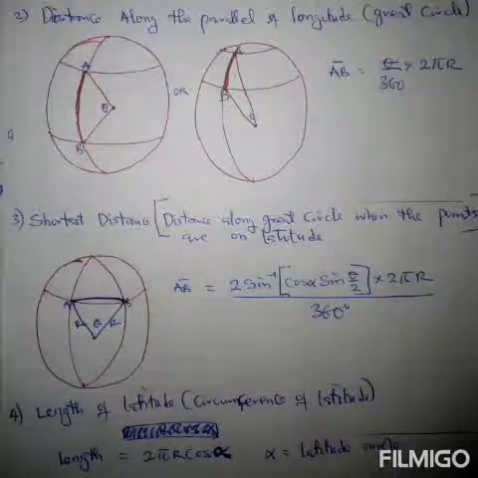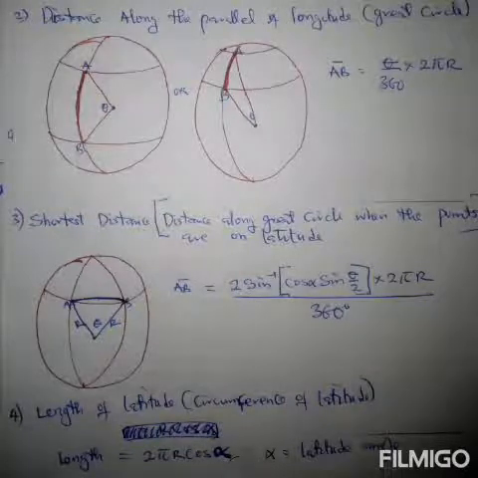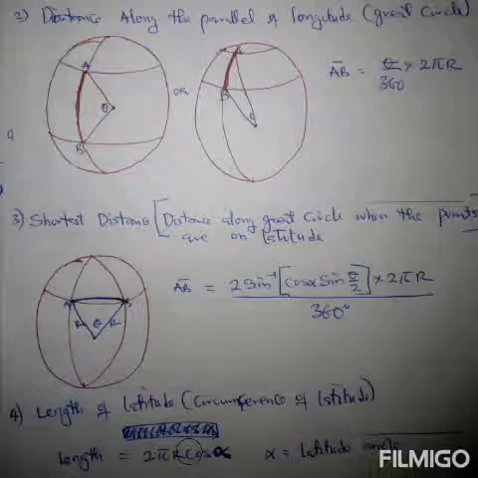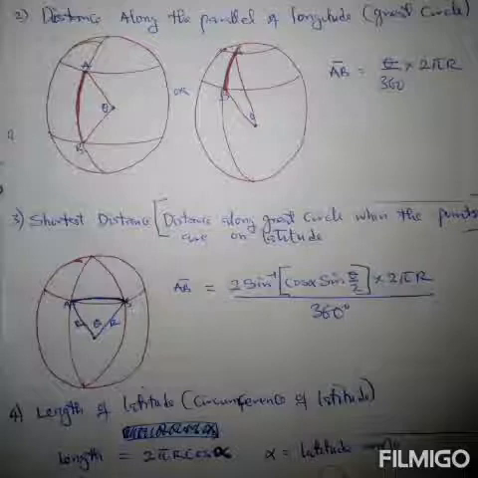Take note, I've given you the condition to use these three formulas. The last is the length of latitude. It can also be called the circumference of the latitude. It is 2 pi big R cos alpha. This is just the formula for the circumference of a circle, 2 pi R. The small r, because it's a latitude, is the same thing as big R cos alpha. Alpha is the latitudinal angle. That's all. Thank you.